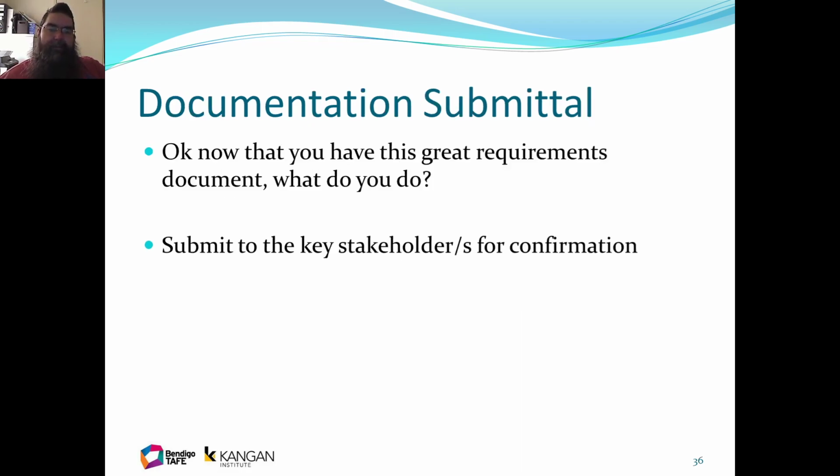All right, so you've done all this documentation, so what do you do with it? Well, you submit it to the stakeholders to confirm that you've outlined the problem correctly and get them to sign off on it.